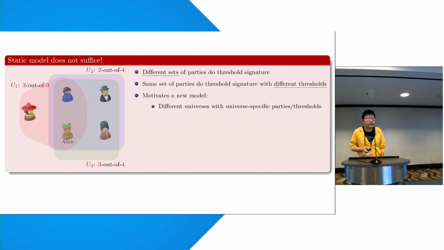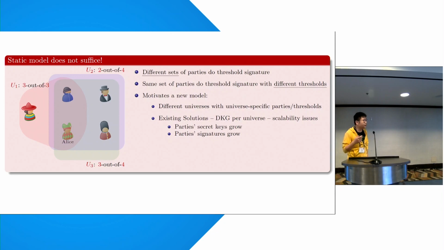Now, how can the existing solution solve this problem? Basically, you need to run a distributed key generation for each such universe. And this solution quickly runs into scalability issues as the number of universes grows. For example, if you look at Alice here, she's involved in all these 3 universes, and she has to hold a secret share of the secret key for each universe. So her secret state, or her secret keys, will grow with the number of universes that she's involved in. And moreover, whenever she wants to sign some message for a number of universes, she has to sign this message using each different secret share from those universes. So her signatures also grow.